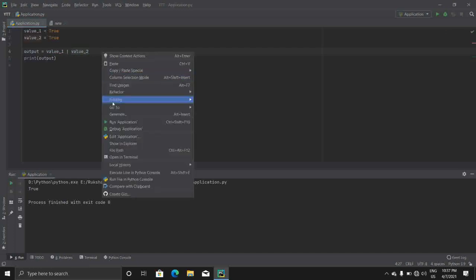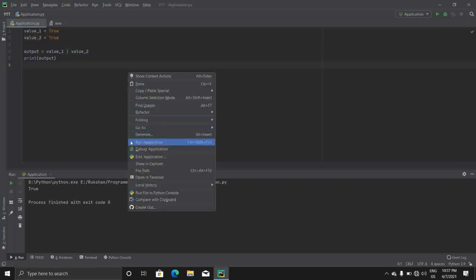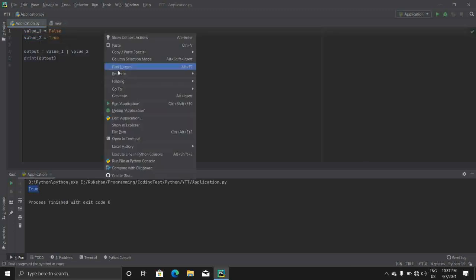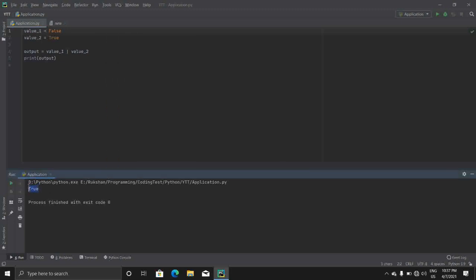Now let's check the output. You can see we get true because we supplied true for both variables. Now let's put this one variable to false and see what we get. We get true. Everyone knows the OR gate behavior that I explained in Boolean operators. When we pass true and false to OR, we get true.